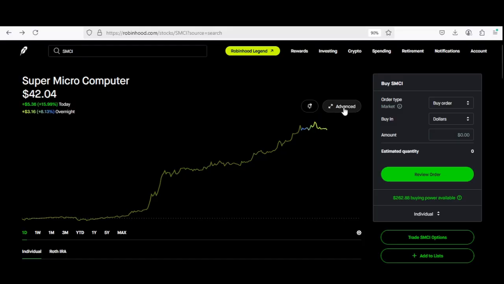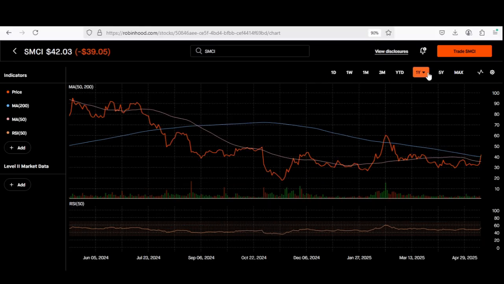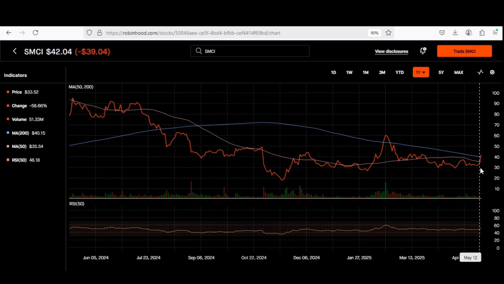So we're going to go to the advanced feature right here, and that's going to open up our charts. Now we're going to go over to the 1 year chart. And I mean, look at this chart. This is just beautiful right here. Now you may not think it's beautiful, but let me explain it to you. Then maybe you might think it's beautiful as well.